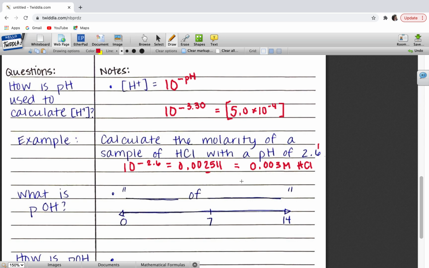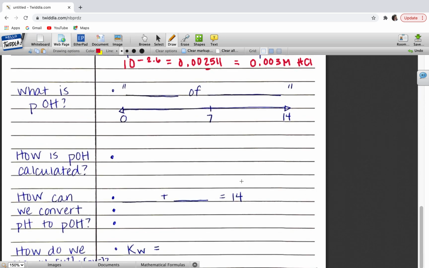Okay, so now let's talk about pOH, which is really not discussed very widely outside of chemistry. But basically, it's the same thing, just using hydroxide. pOH stands for the power of hydroxide. And so hydroxide, of course, is OH, and so that's where pOH comes from. It's the power of hydroxide.